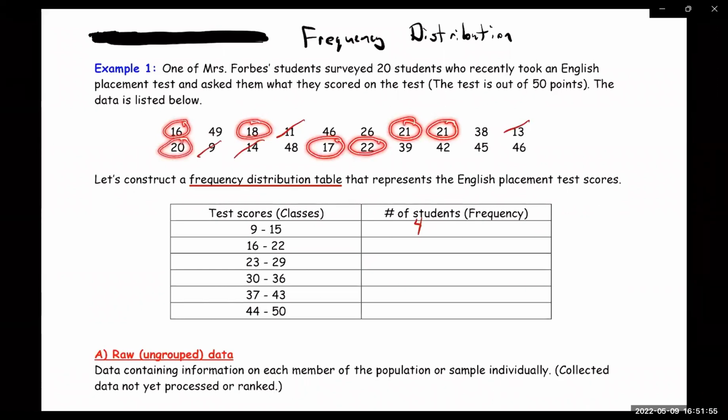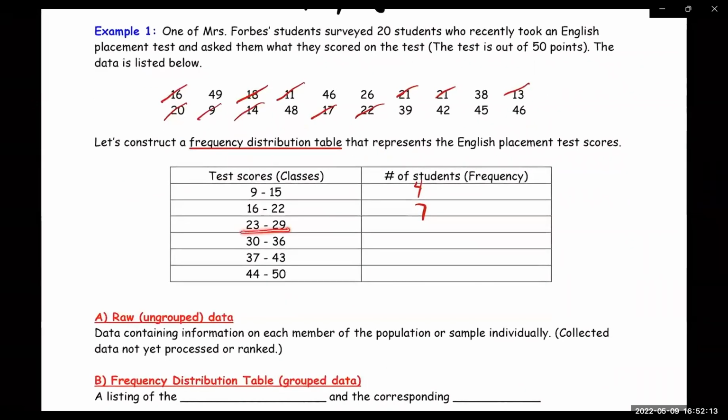I think that's it right there, right? It's 7? 1, 2, 3, 4, 5, 6, 7. Yes, 7. All right. Next one would be 23 to 29. So just 1, right? It's 1.